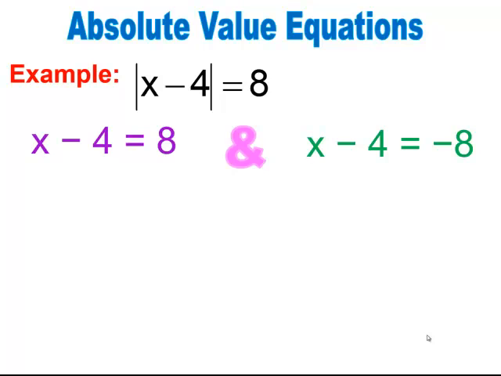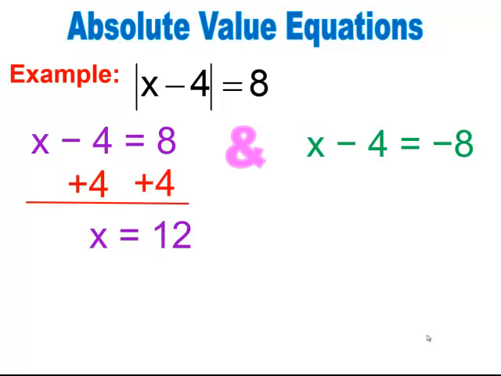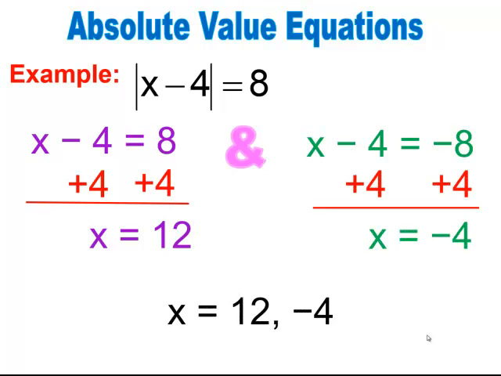And now I'm going to solve each one of these separately, and it's a one-step equation. So I'm going to add 4, and I'm going to get x equals 12, and I add 4 to the second, and I get x equals a negative 4. So my two solutions for this absolute value equation will be 12 and negative 4. And you could always take the values and plug them into the original expression and evaluate.